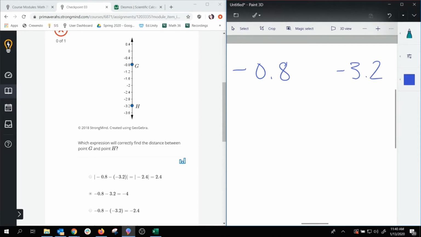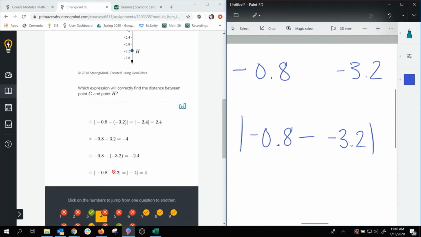So when I'm subtracting these, if I have negative 0.8 and I'm subtracting a negative 3.2, I need to have another negative sign like this. So it's negative 0.8 minus negative 3.2. Don't forget this double negative, okay? It happens a decent amount.